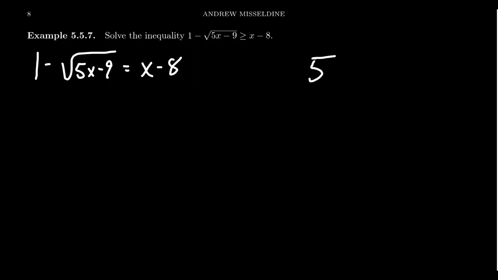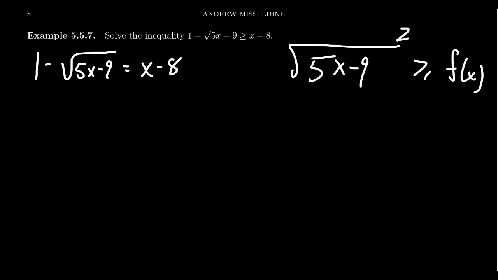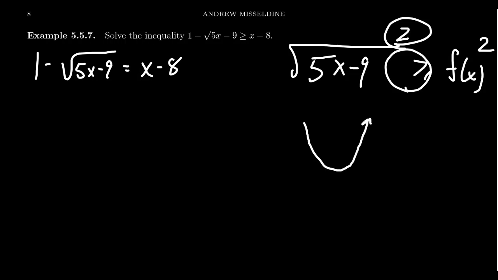going to have something like this, 5x minus 9 inside the square root, and this is going to be maybe greater than or equal to something. Like what it is, I'm not exactly sure, but then we square both sides. But what does a square do to the inequality? Well, the problem is when you take y equals x squared, this function is increasing. So over here, you would keep the inequality, but over here it's decreasing.